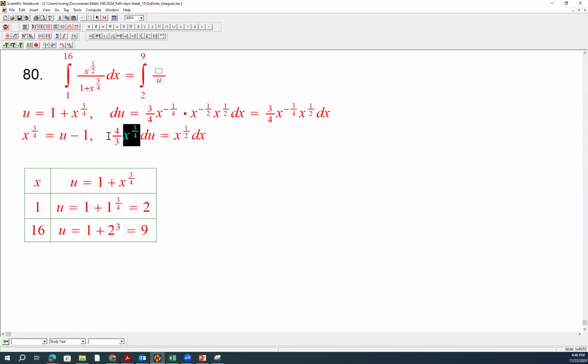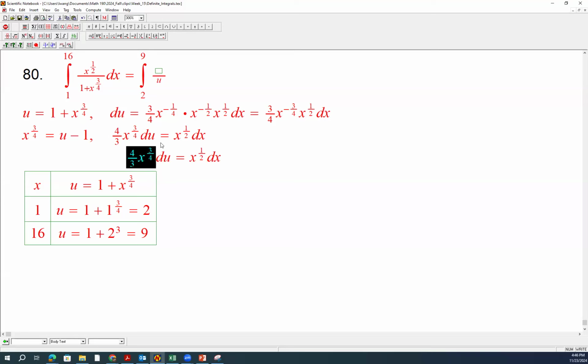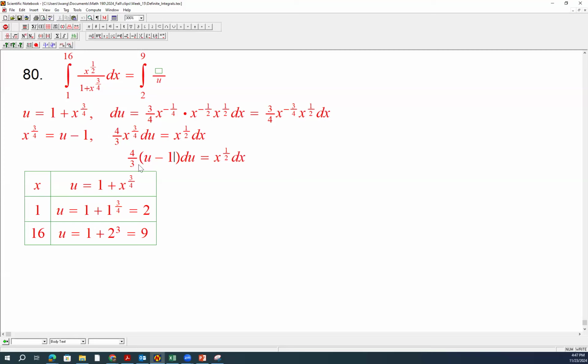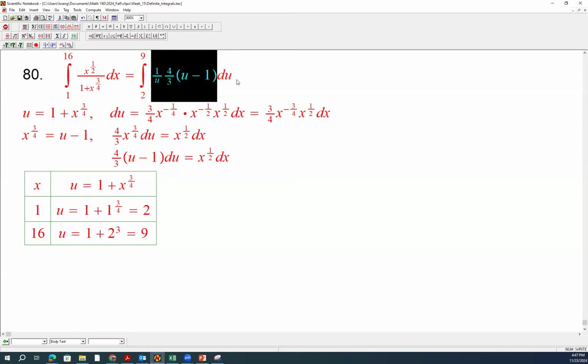So this piece, I mean, x raised to the power 3/4, will be substituted. Only this piece will be substituted by u minus 1. So now it's completely u, and that piece replaces that, completely u. So the limits change, the integrand changes, and it's completely u.